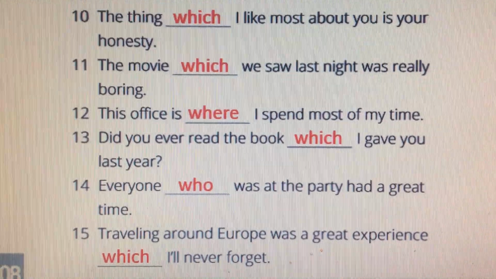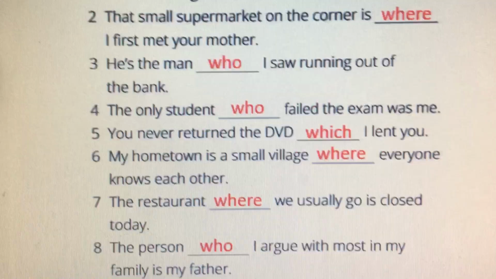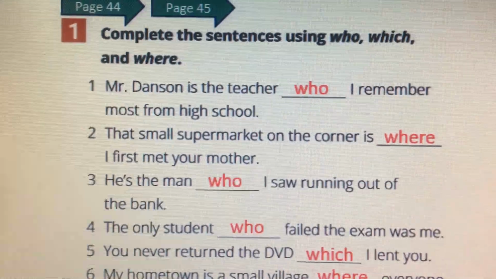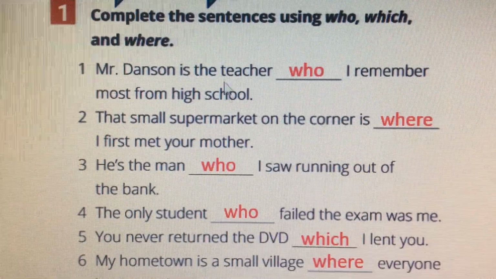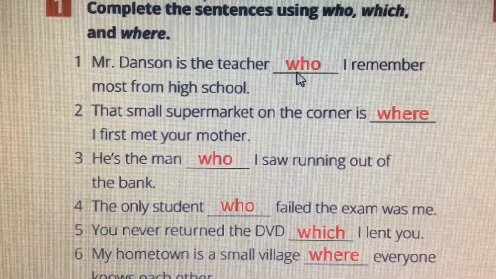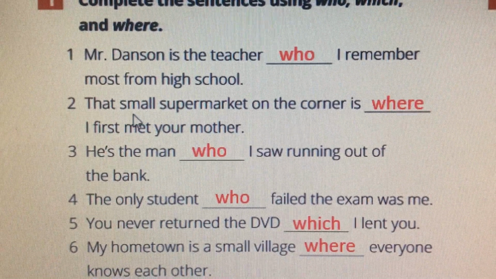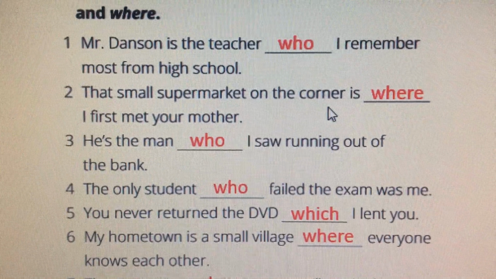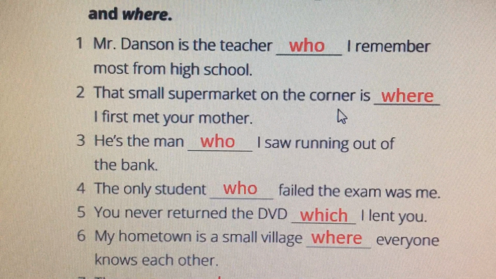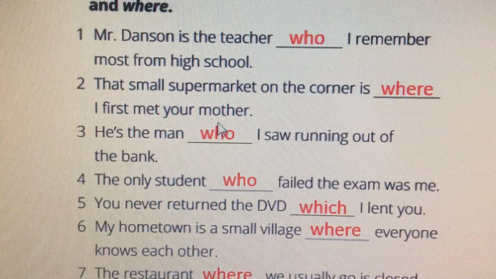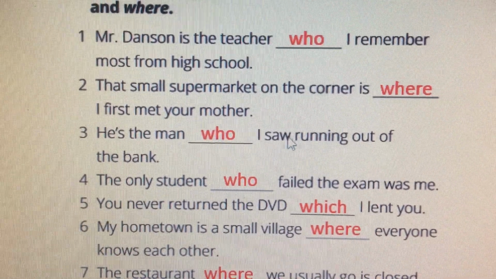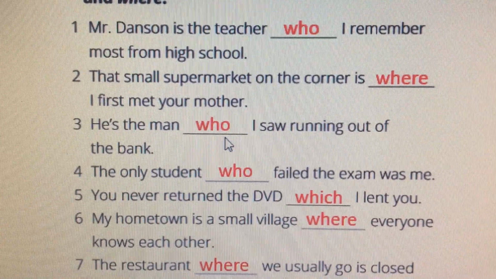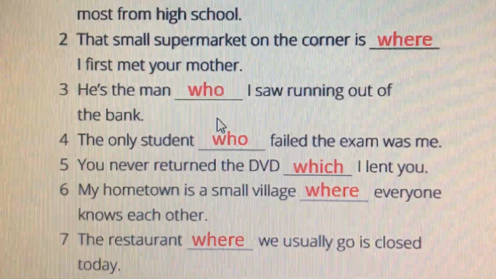Okay, let's look at some of those you might be confused on. Teacher is a person, so we use who. Supermarket on the corner is a place. We use where. Man who. Okay, those are okay. Let's go down to one you might be confused about.